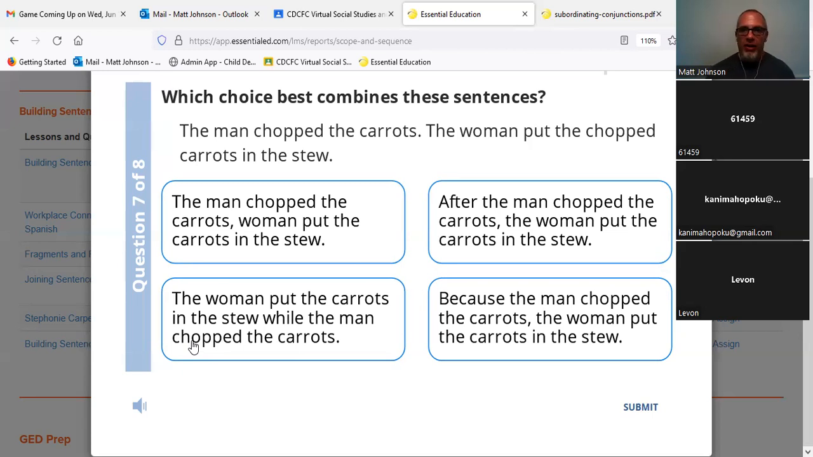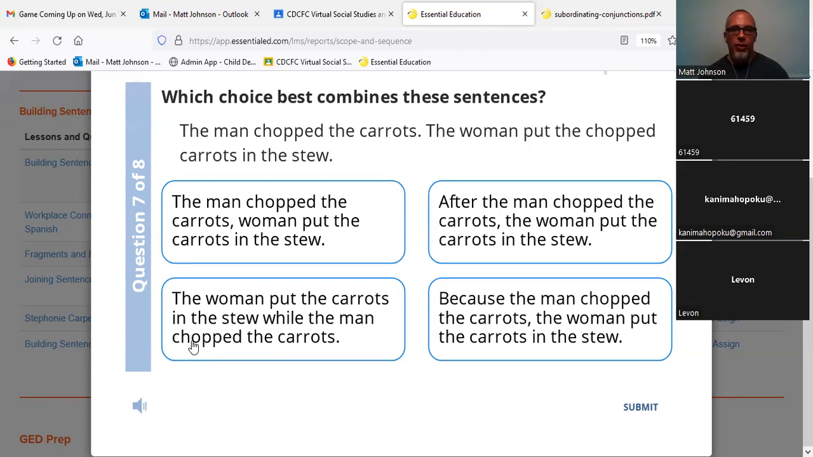Because the man chopped the carrots, the woman put the carrots in the stew. Well, it's showing a cause and effect relationship, and that would be grammatically correct. But we don't have that type of information in our choices or in those two simple sentences. So all we know is that one thing happened before the other, not necessarily a cause and effect.